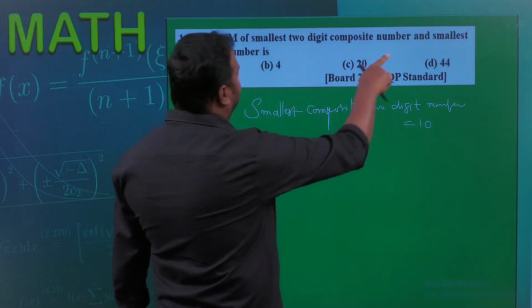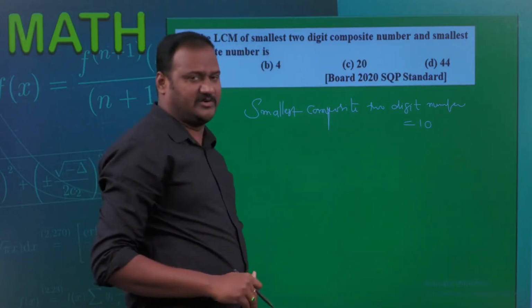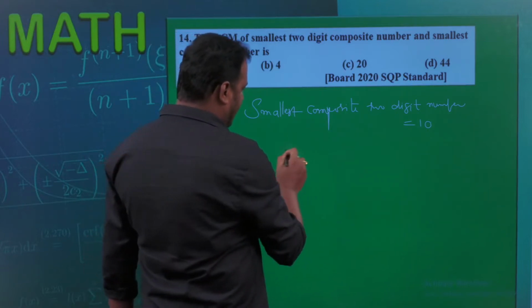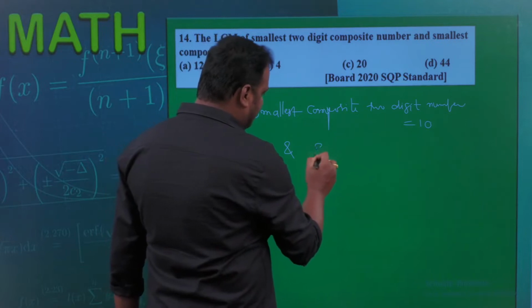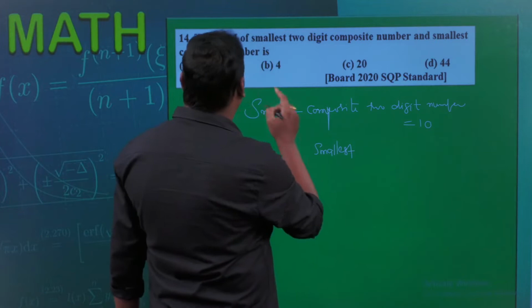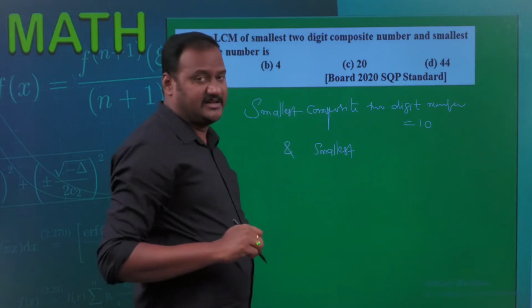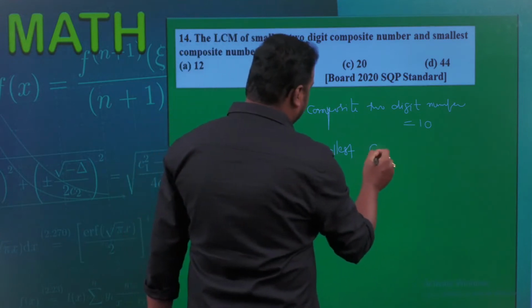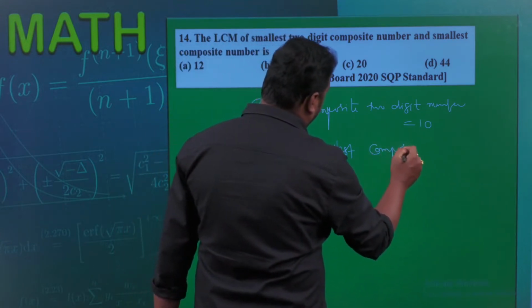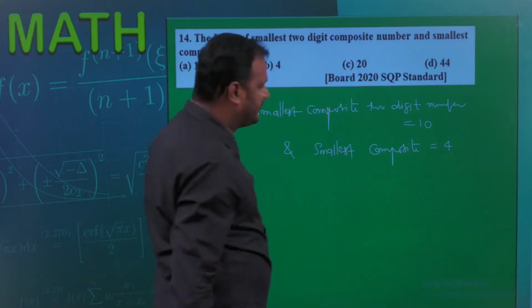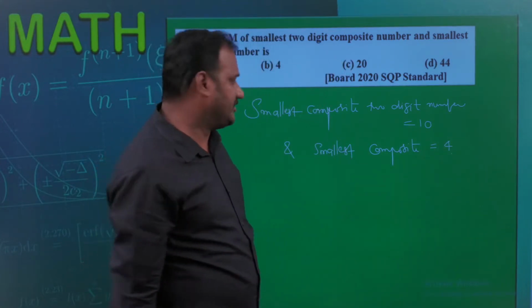And what is the next one? The smallest composite number. What is the smallest composite number? The smallest prime number is 2, but the smallest composite number is 4. So the smallest composite number is equal to 4. Now you are going to find the LCM of these two numbers.